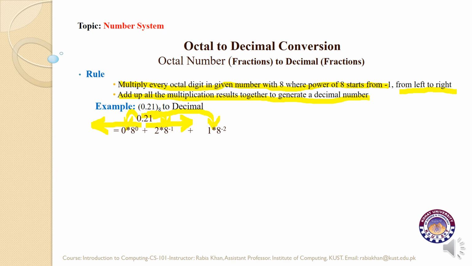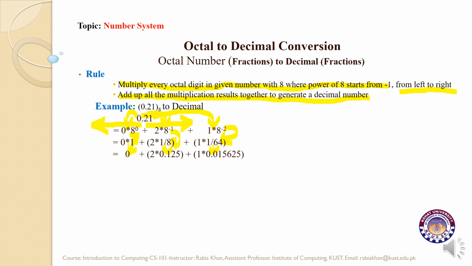So after clearing up the powers, these are the results. 8 raised to the power -1 is actually 1 by 8, while 8 raised to the power -2 is actually 1 by 64. So after division, these are the results. 1 by 8 is equal to 0.125, and 1 by 64 is equal to 0.015625. While here you can see anything raised to power 0 is always equal to 1.